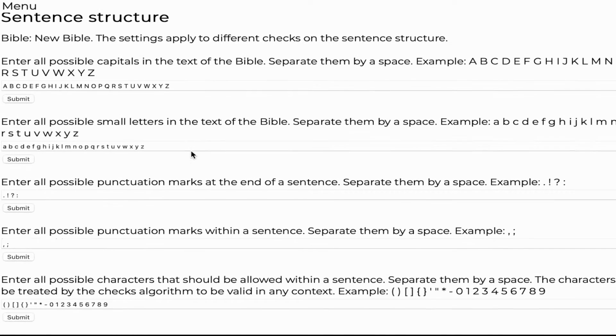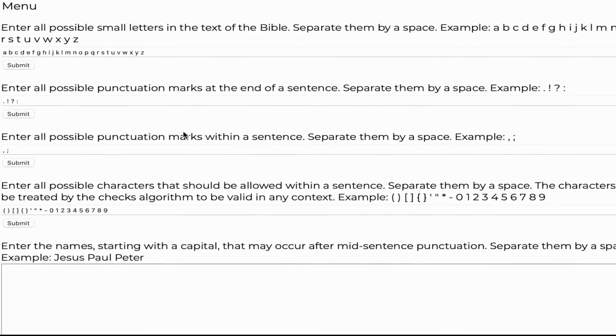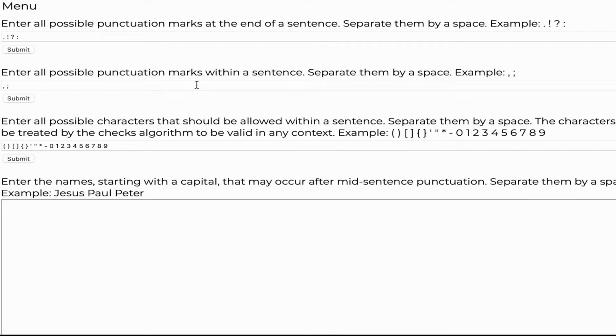Another setting is for all possible punctuation marks at the end of a sentence. For example, full stop, exclamation mark, question mark, and colon. Bibledit checks that a sentence ends with one of those punctuation marks. Another setting is about the possible punctuation marks within a sentence, like apostrophes, commas, and semicolons. Bibledit checks that these punctuation marks occur within a sentence, and not at the end of a sentence.